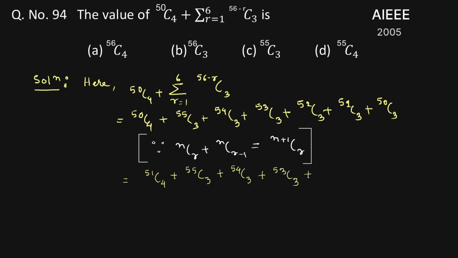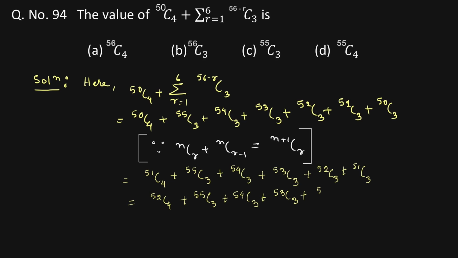53C3 plus 52C3 plus 51C3. So again we apply the same property in first term and the last term. So which is equal to now 51 plus 1, that is 52C4 plus other term we write in that way, 55C3 plus 54C3 plus 53C3 plus 52C3. So again we apply the same property here.